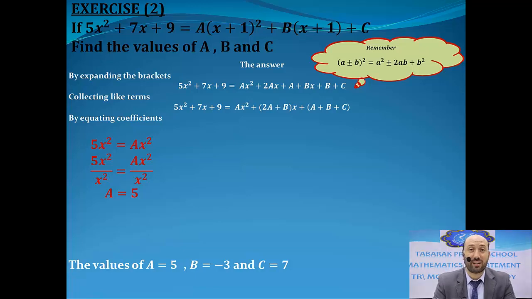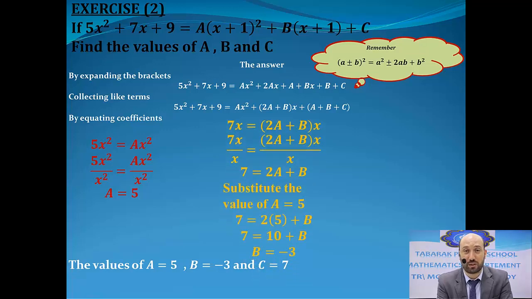Now we are going to cancel x squared by x squared, or divide each term by x squared. We will have a equals 5. Here for the x squared, but what about the x? We have to equate the coefficients of x. 7x equals (2a plus b) times x, divided by x on each side, so it becomes 7 equals 2a plus b. Substitute the value of a equals 5, because we just found it. It becomes 7 equals 2 times 5 plus b. It becomes 7 equals 10 plus b, so b equals negative 3.